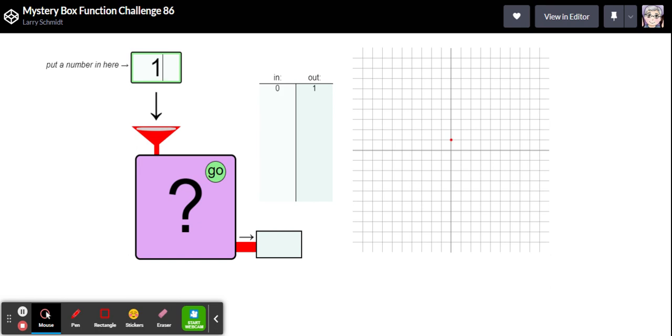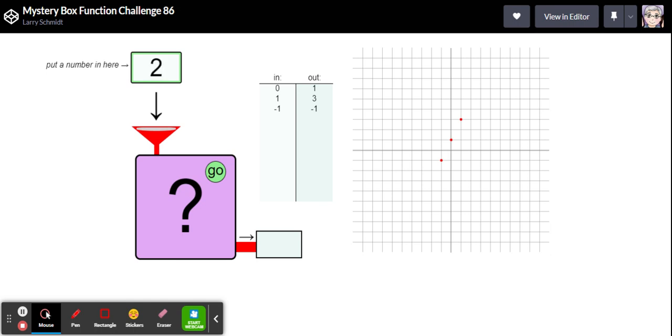So 0 gives us 1. How about 1? All right, so 1 gives us 3. How about negative 1? And that gives us negative 1. So far, this looks like a line with a pretty steep positive slope. Well, a slope of 2, positive 2.